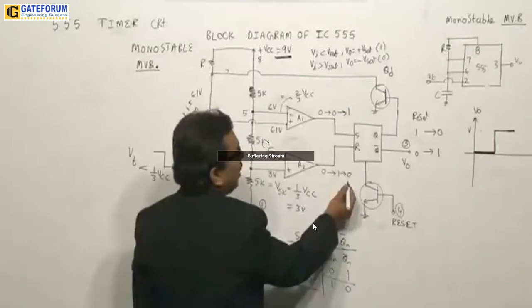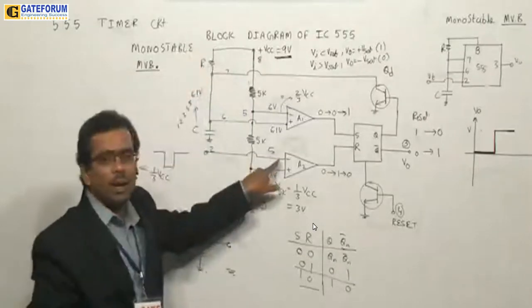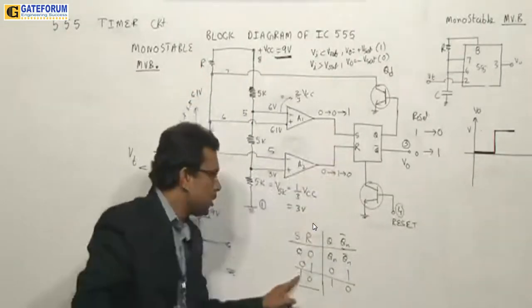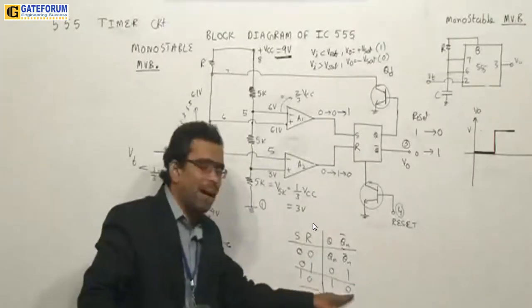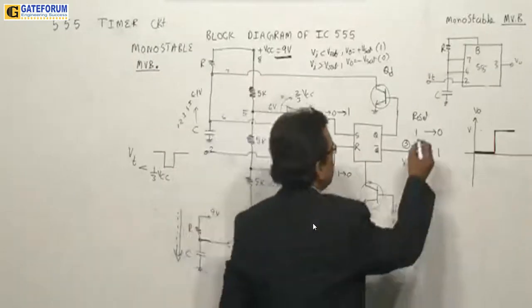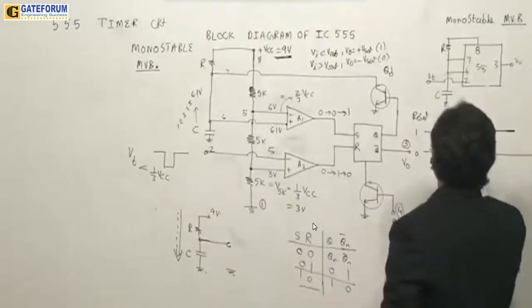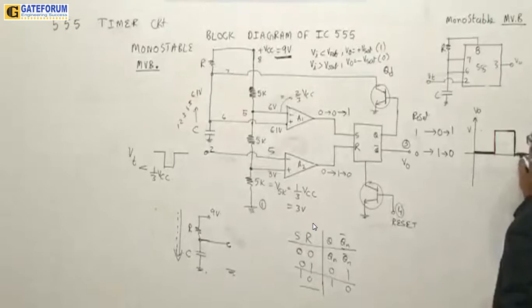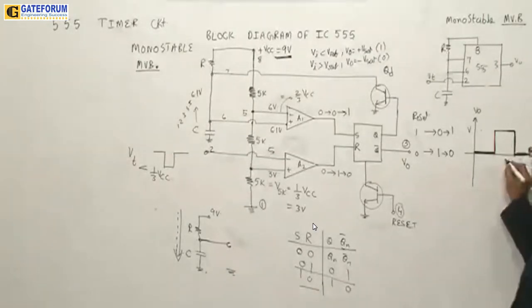But R remains 0 only. Why? Because the internal voltage will once again come back to this point. And that is, now S is 1 and R is 0. Please see here, S 1 and R 0, you get output Q 1 and this 0. So now this output has changed once again to 1, and this has changed to 0. It means the circuit returns to the stable state. So this is how you get the output.